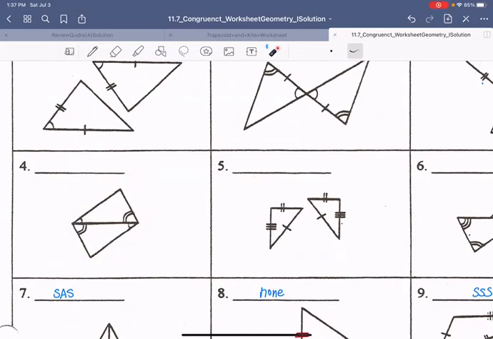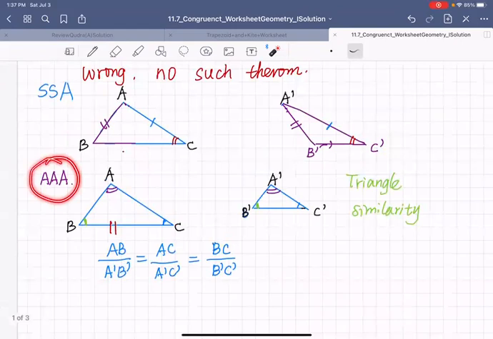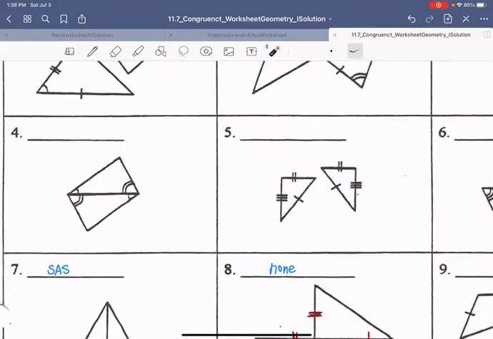AAA. Wait. Oh wait, no. Look. AAA is not to prove triangle congruent. AAA is to prove triangle similar. Oh yeah. We are looking for triangle congruency. ASA. This piece equals itself because of the reflexive property. Very good. Next one. SSS.